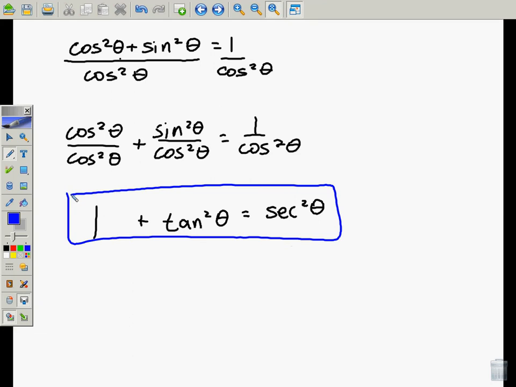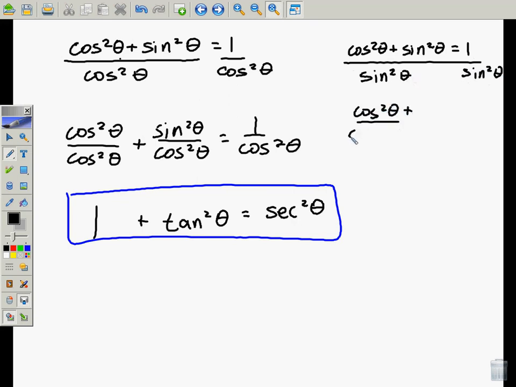Okay? If I did the same thing, if I took my cosine squared plus sine squared is equal to 1, and instead I divided both sides by sine squared, look at what I'm going to get. Cosine squared plus a lot of writing. It's going to be worth it though, I assure you. Okay, look at what happens. A lot of things start disappearing here.